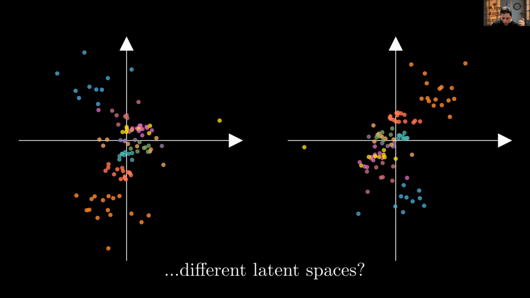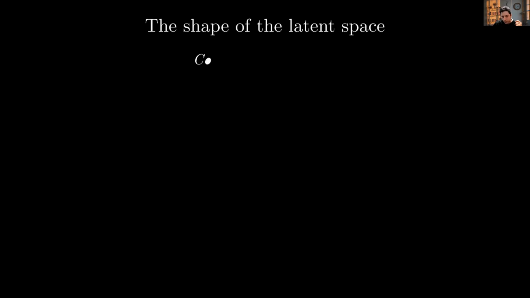And this is quite surprising, right? Because we train the same network on the same data with the same task, with the same hyperparameters, and we get two different latent spaces. Not completely surprising because we have different seeds too.